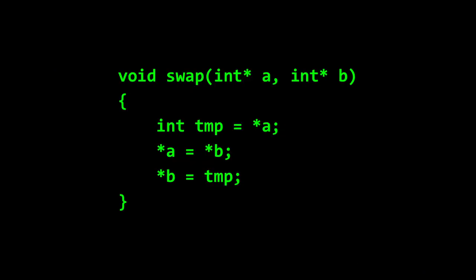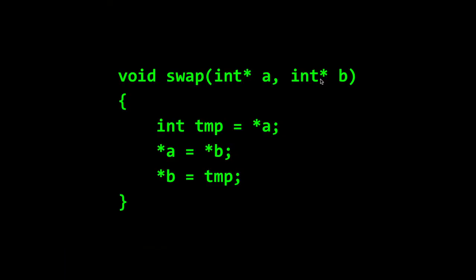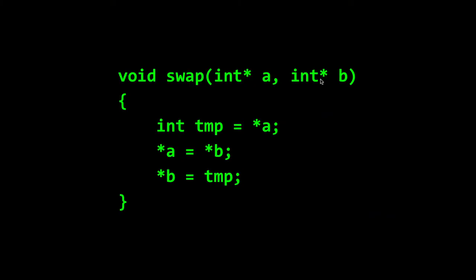The top line here, where it says int star a and int star b, is fundamentally doing the same thing as it always has. It is declaring two arguments or parameters to swap, the first of which is an int pointer called a, the second of which is an int pointer called b. The only thing that's new at this point is the fact that there's a star there. What does that mean? A is not an int. B is not an int. A is the address of an int, and B is the address of a different int.